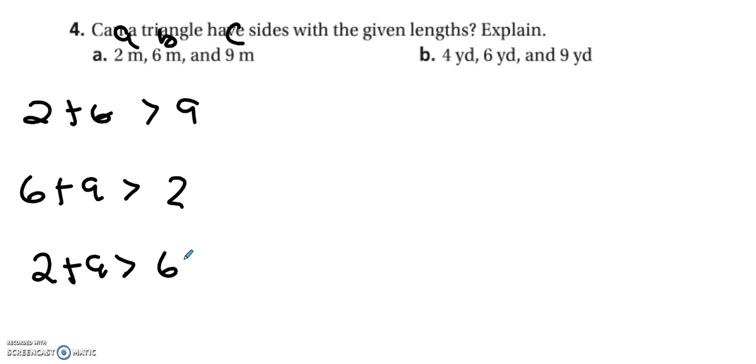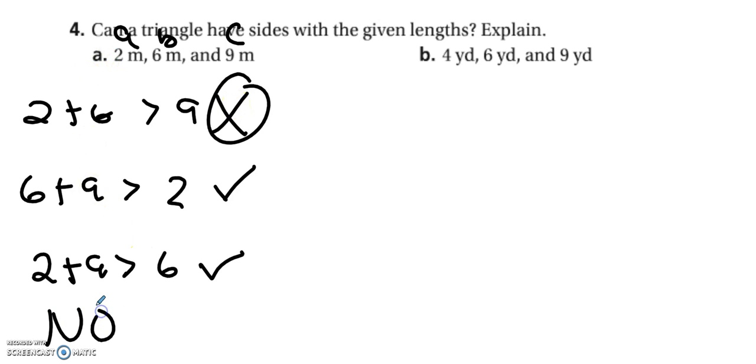So let's see if that's true. 2 plus 6 is 8. Is 8 greater than 9? Nope. 6 plus 9 is greater than 2. That's true. 2 plus 9 is greater than 6. That's true. Since one of these is not true, it all fails. So in A, no, it cannot be the side lengths of a triangle.